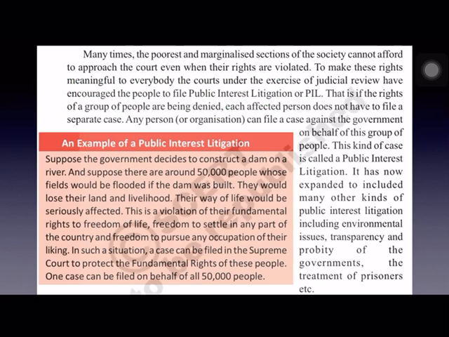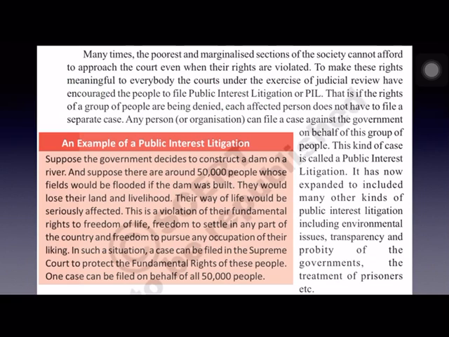Now let us see public interest litigation. Many a times it is possible that the poorest people or the marginalized sections of the society, who are very poor, cannot afford to approach the court because it needs some money. They don't have money, so they cannot approach the court even if they have any problem, even if their fundamental rights are not given to them.